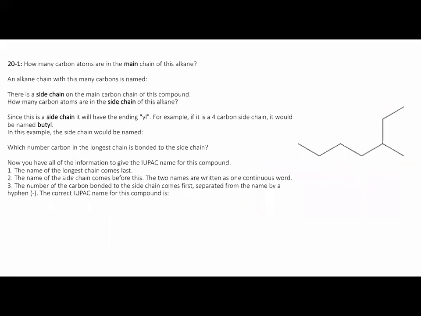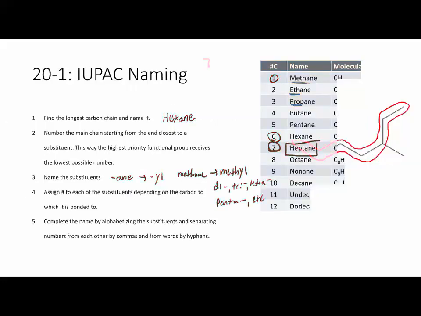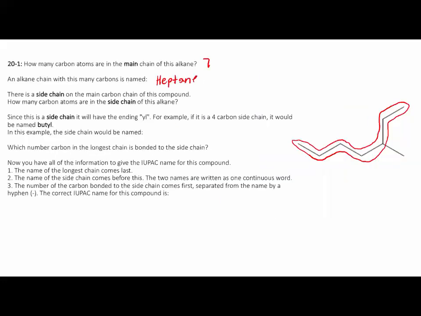If you look at this compound, the longest carbon chain is here, and it has 1, 2, 3, 4, 5, 6, 7 carbon atoms in the main chain. So if we look back at our 7 carbon atoms, heptane is the best base name. There is a side chain on the main carbon chain of this compound. It's right here. How many carbon atoms are in the side chain of this alkane?